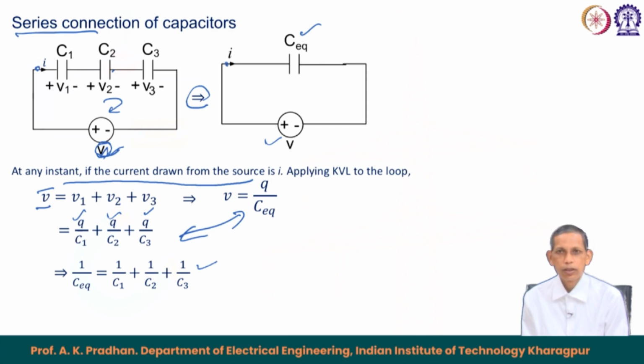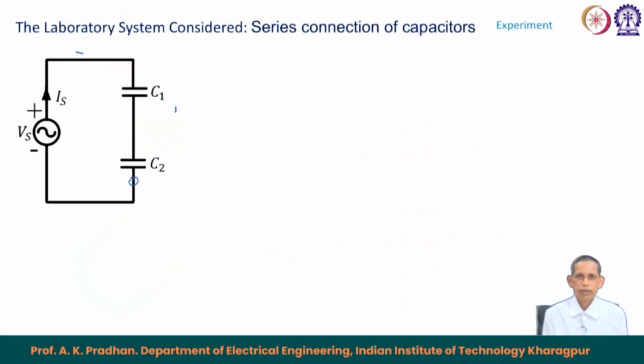So, we saw that in series combinations the corresponding capacitance decreases, but in parallel combination the combined capacitance becomes C1 plus C2 plus C3 and increases. So, the capacitance increases, which means the charge storing capability also increases in that aspect. Now, in the laboratory we will see how the series combination results in the corresponding C equivalent.